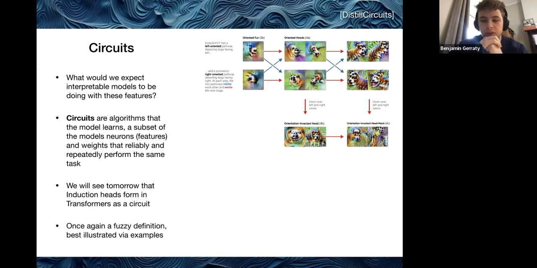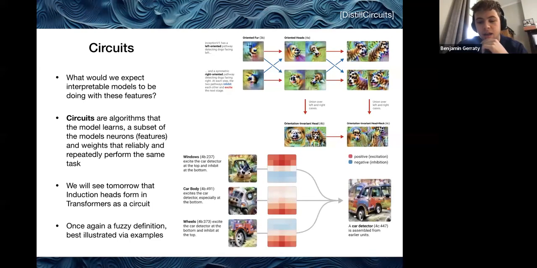You could imagine circuits that combine previous features of different orientated dogs and then create an orientation invariant dog head like here. And the canonical example that people always show is this car detector feature that has been created from these previous features of car window, car body, car wheel features. And then these, in some sense, seem to assemble into a car detector feature. So these are all meant to be just motivational examples so far.